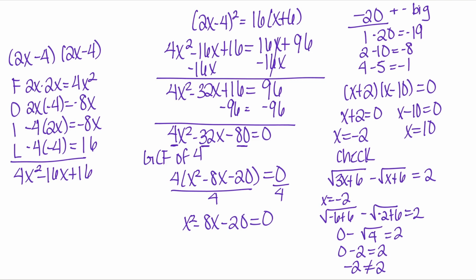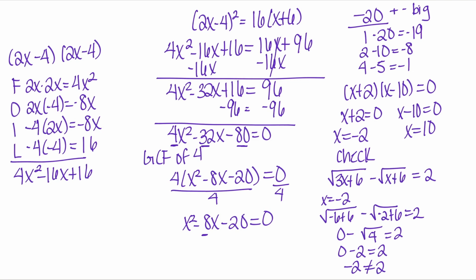That left me with x squared minus 8x minus 20, which I can then factor as x plus 2 times x minus 10, right? I need two factors of negative 20, so I need a positive and a negative factor. Since the b term, negative 8, is negative, my bigger factor is negative. So the correct combination is 2 and negative 10. So when I have x plus 2 times x minus 10 equals 0, I solve for x and get x equals negative 2 and x equals 10.